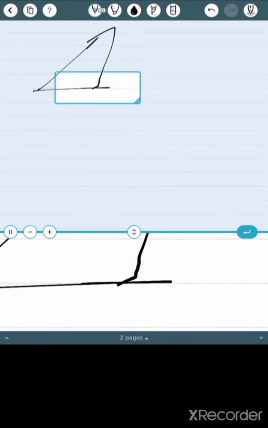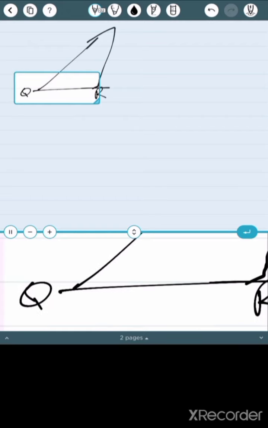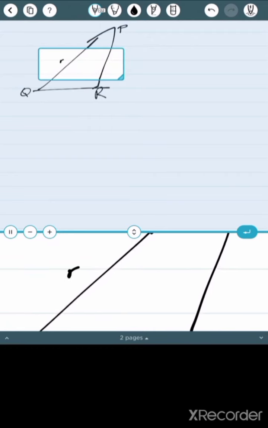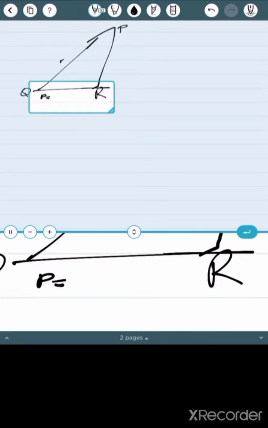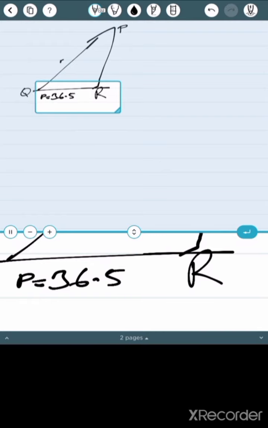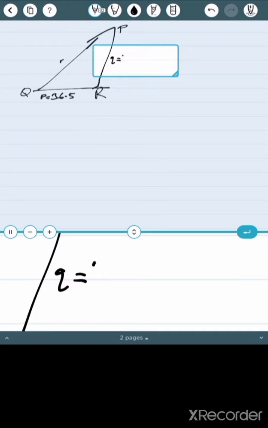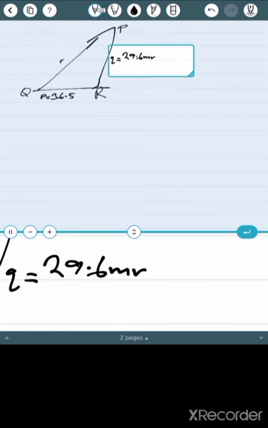Okay, so now we can look at something like this, and we are saying we've got R, we've got Q, and we've got P, and automatically that will become our small r, and our P here will be equal to 36.5, and our small q there will be equal to 29.6, and these are all in millimeters.